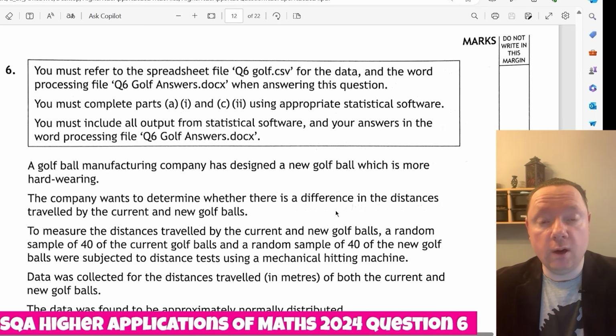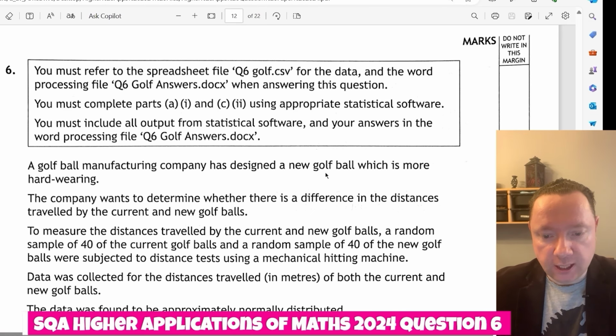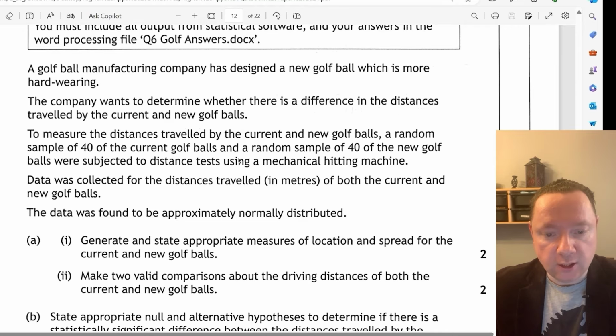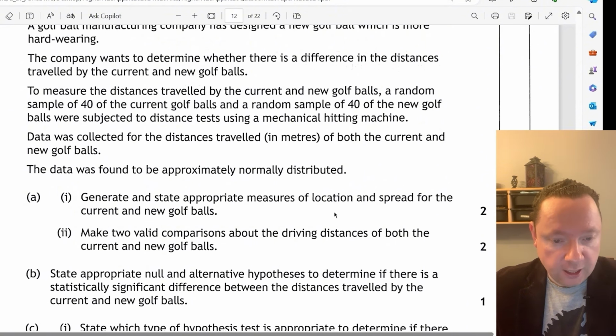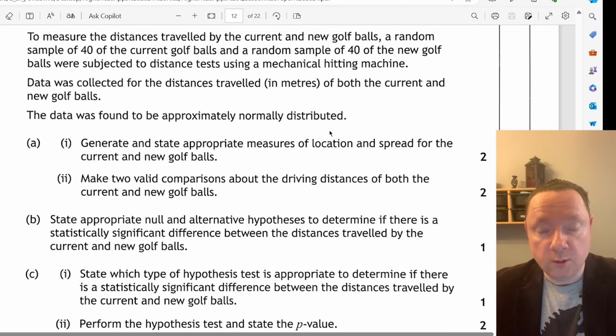Application Maths 2024 question 6, and this is a spreadsheet question on Q6 Golf. A golf ball manufacturing company has designed a new golf ball which is more hard wearing. They want to determine if there's a difference in the distance travelled by current and new. To measure distances by current and new, a random sample of 40 were produced and subjected to a test, and they collected the data for distance travelled for both current and new. The data was found to be approximately normally distributed.